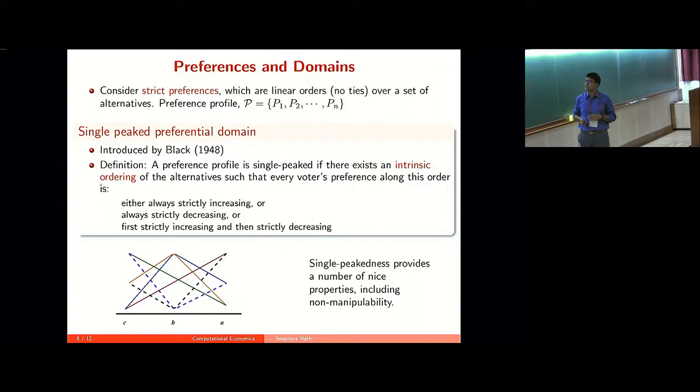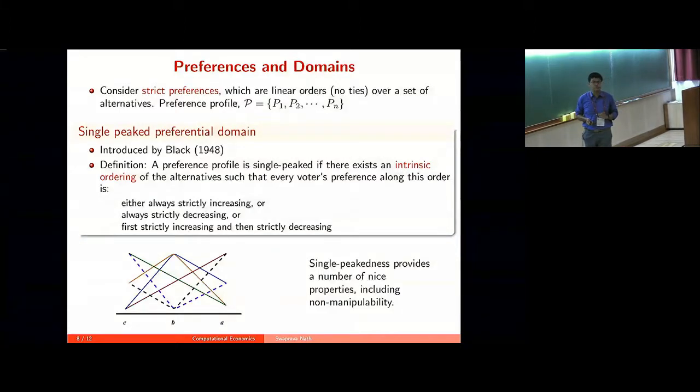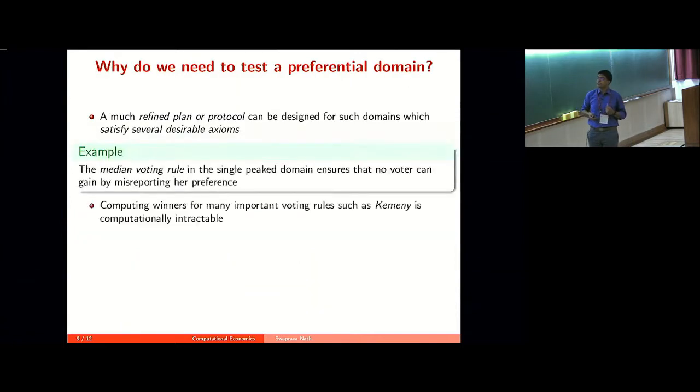Single peakedness provides a number of nice properties, including non-manipulability. The thing that we just discussed, that all the voting rules can potentially be manipulated, but in the single-peaked domain, if agents' preferences are well behaved in some sense, we can bring back this non-manipulability with something which is not dictatorial.